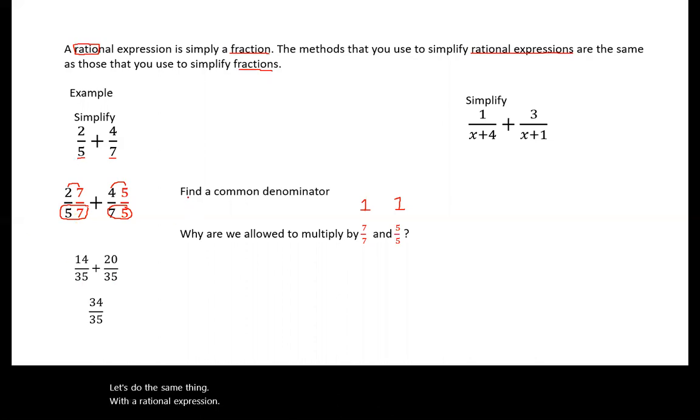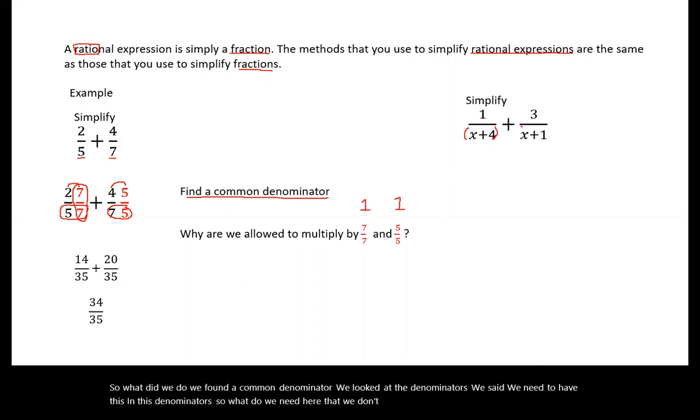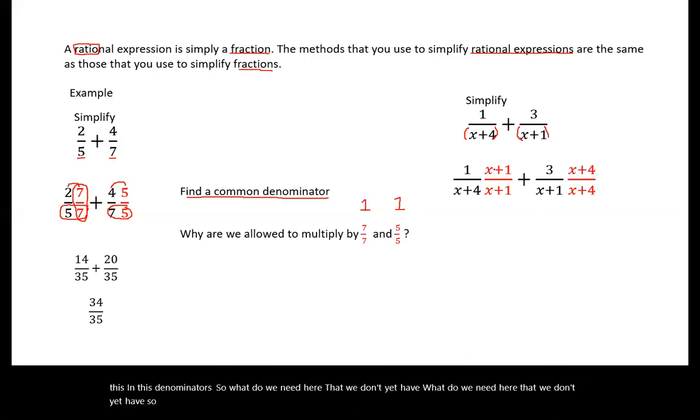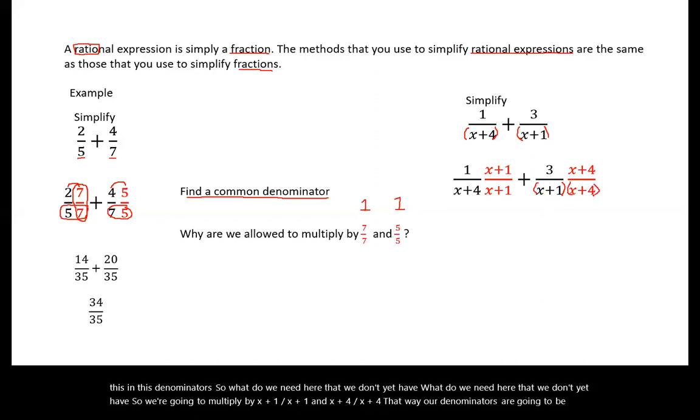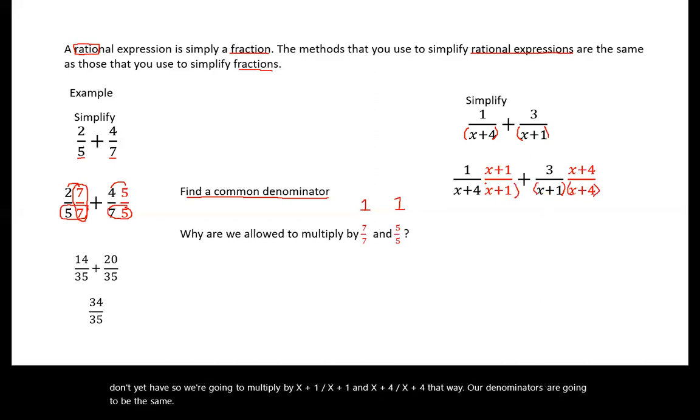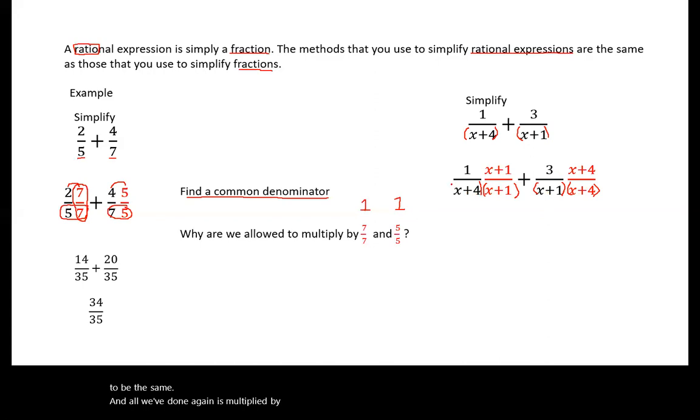So what did we do? We found a common denominator. We looked at the denominators. We said we need to have this in this denominator. So what do we need here that we don't yet have? What do we need here that we don't yet have? So we're going to multiply by x plus 1 over x plus 1 and x plus 4 over x plus 4. That way, our denominators are going to be the same. And all we've done again is multiply by 1, so nothing has changed.